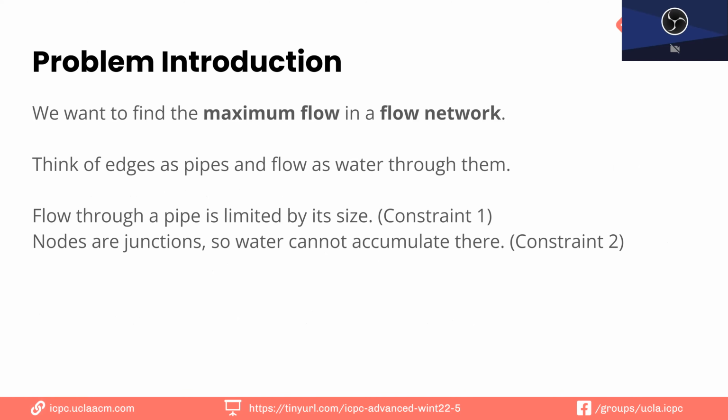We can think about this as a collection of pipes and water flowing through those pipes. Each edge is like a pipe with a specific diameter. If the diameter is larger, then the capacity is larger, and more water can flow through. The nodes are like junctions. Since a junction has zero size, it can't collect or accumulate water. So the amount that enters at the junction has to be the same amount that leaves it, except obviously for the source and the sink. By using this analogy, we can see how constraints 1 and 2 are created.